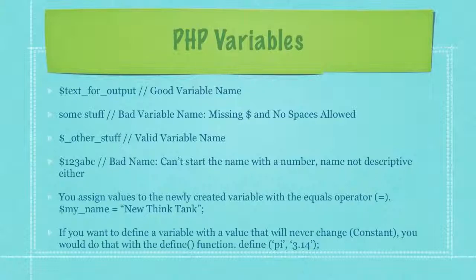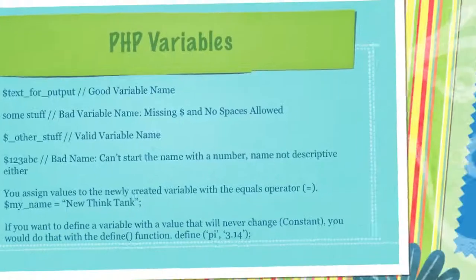You can assign values to the newly created variable with the equals operator, as I have here. And if you want to define a variable with a value that will never change, being a constant variable, you would do that with the define function, as I show here, where we are defining the value of pi.